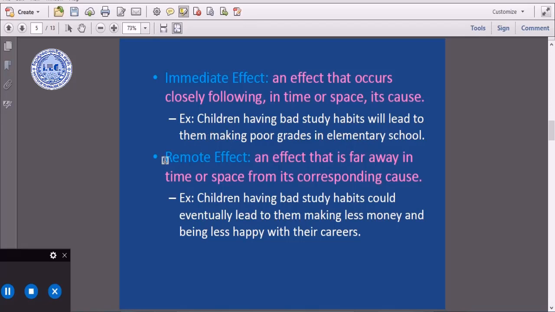But a remote effect is an effect that is far away in time or space from its corresponding cause or causes. Example, children having bad study habits could eventually lead to them making less money and being less happy with their career. So it's far away in time and space. So you have bad study habits, and as a consequence, you might have less money and you might not be happy with your career in the future.